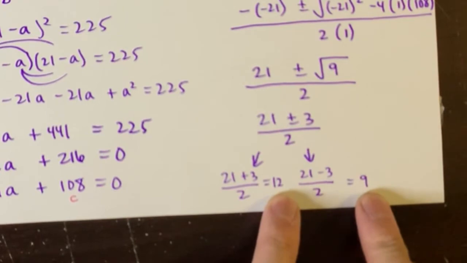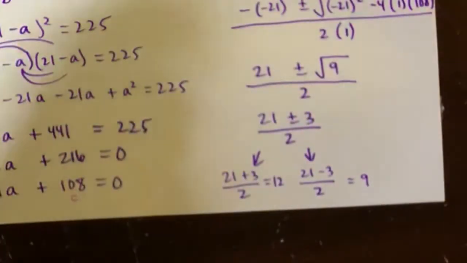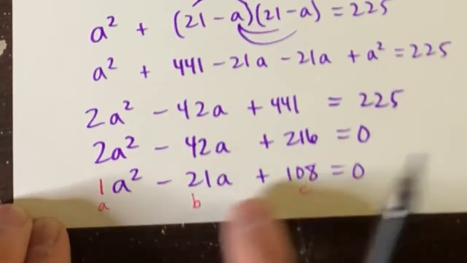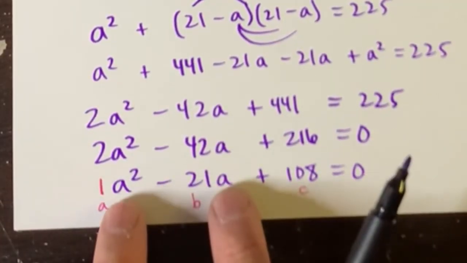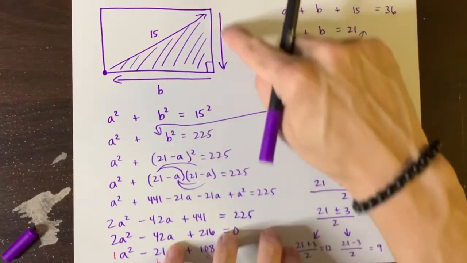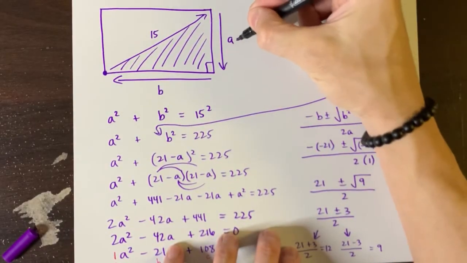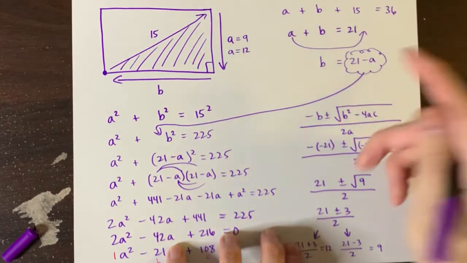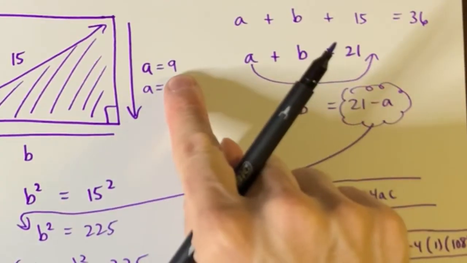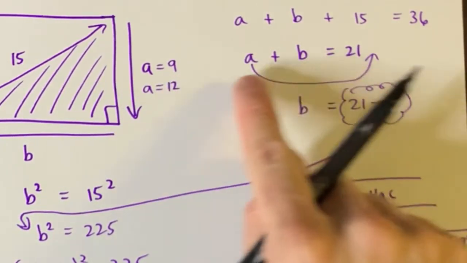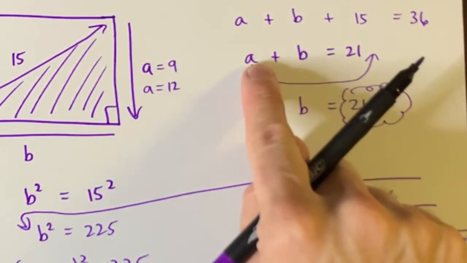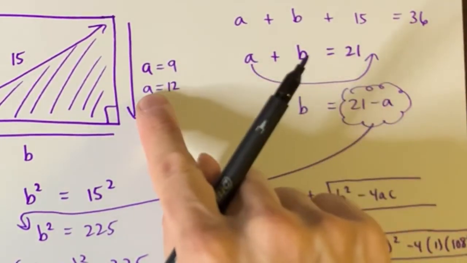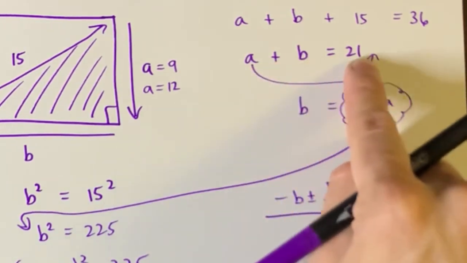We got 12 and 9, but 12 and 9 represent the value of whom? Well, the quadratic formula was applied to this equation. In this equation, the variable being used was A, which represents this here. So the question is, is A 9 or is A 12? Well, let's pretend that A is 9. If A is 9, then what would be B? We can take 9 for A and plug it in there. If you take 9 for A there and subtract, then B would be 12. If you pretend that A is 12, plug it in there and subtract, then B is 9.